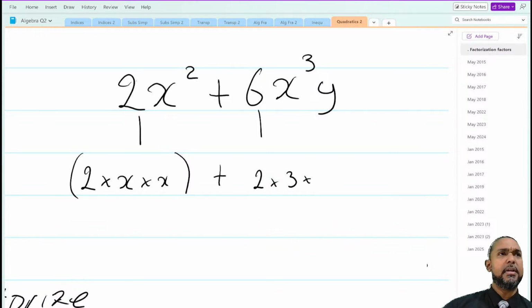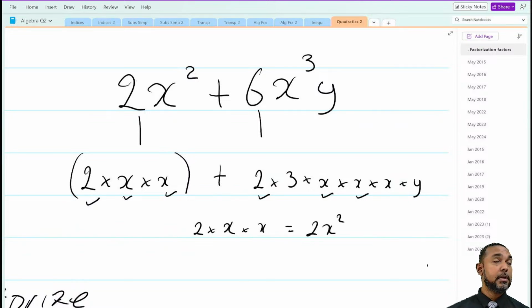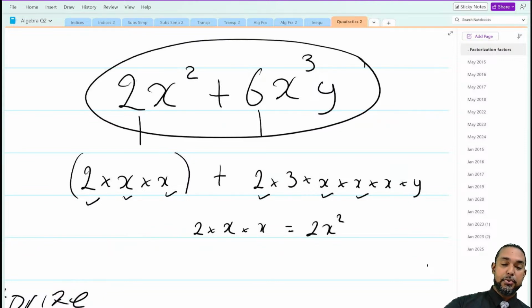x cubed is how many instances of x multiplied together? 3, right? So we have x by x by x by y. So if we go through here, let's take off the common factors. What's common between these two? 2, the x, and the x, right? So if you combine all the common factors together, 2 by x by x, that'll give us 2x squared. And so 2x squared is the common factor between these two terms here.